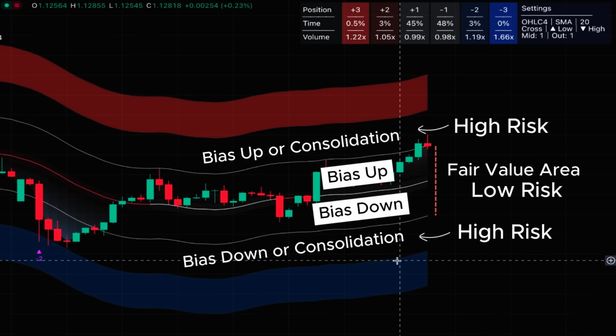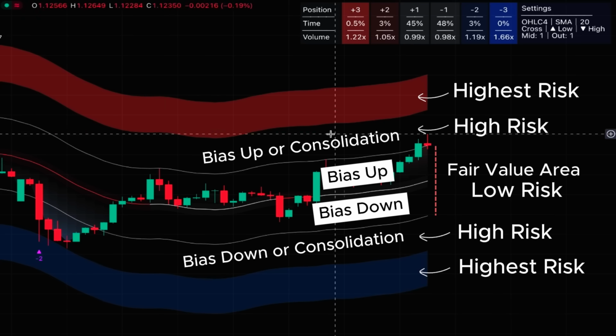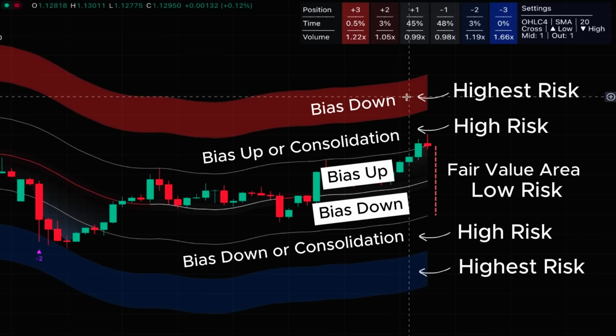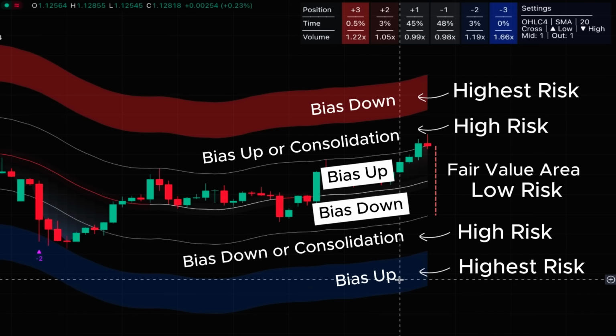And the area which is between the second and third band is considered the highest risk, and as you can see, it is highlighted by blue and red color. Here this area which is highlighted by red color, the bias is down, and here this area which is highlighted by blue, the bias is up.